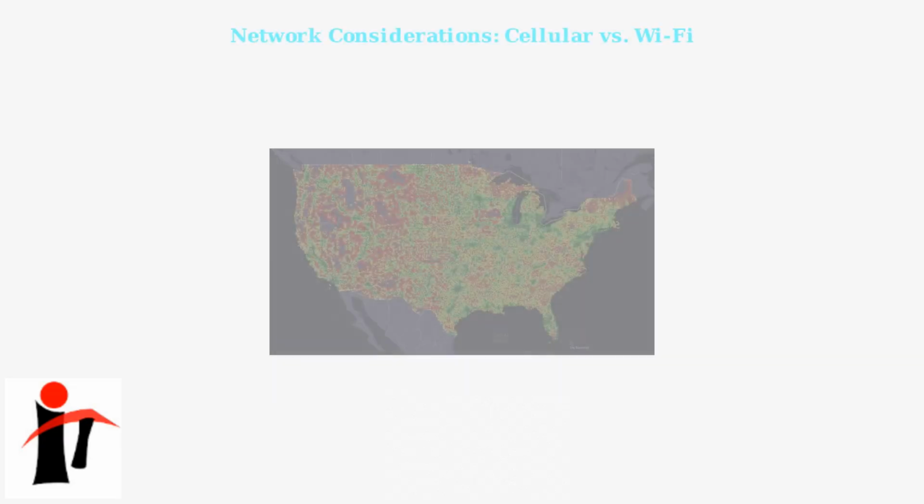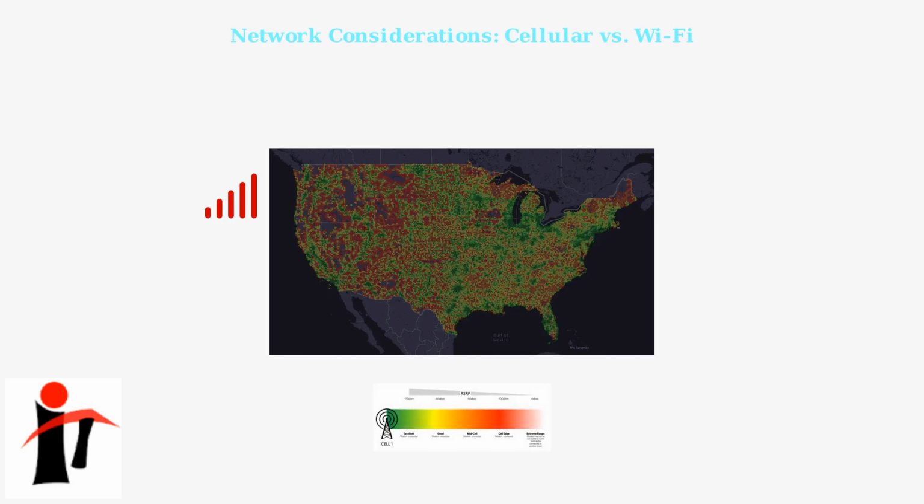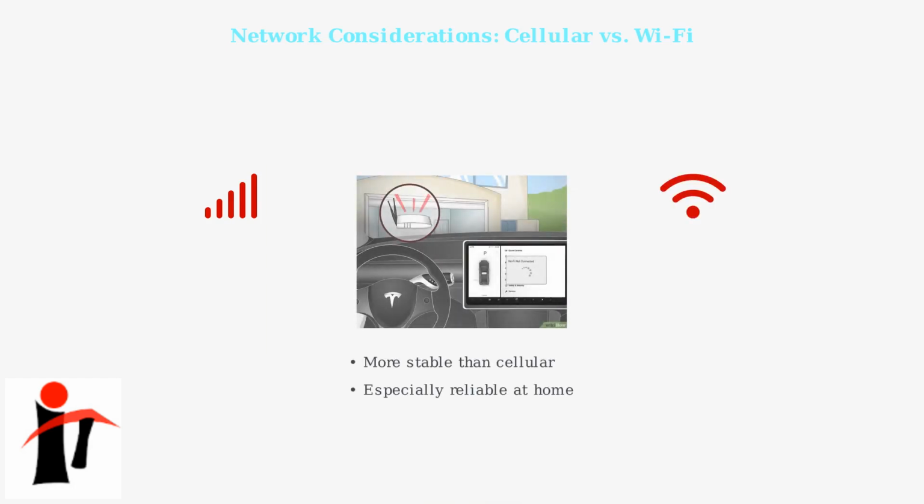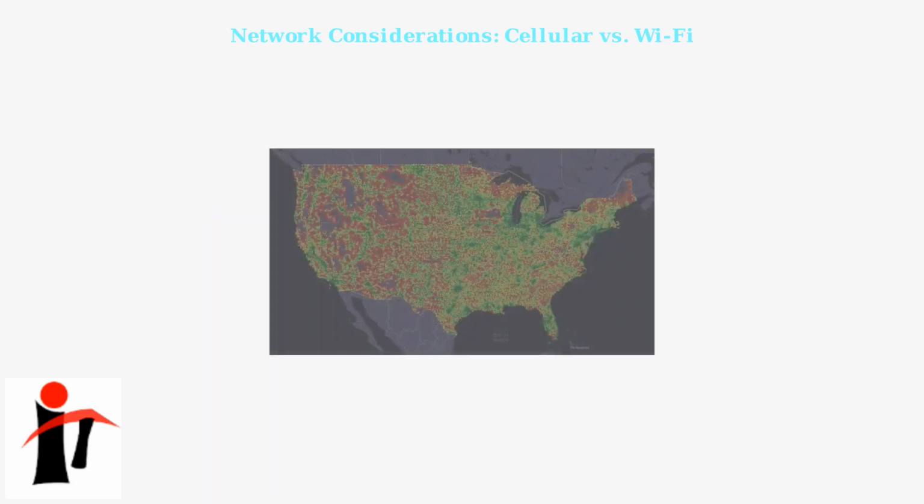Your Tesla relies on either cellular data or Wi-Fi for its internet connection. Cellular connectivity can be affected by poor coverage, SIM card issues, or ISP throttling. Connecting to Wi-Fi can often provide a more stable connection, especially at home. If you consistently experience disconnections in a specific location, consider the quality of your cellular coverage there.